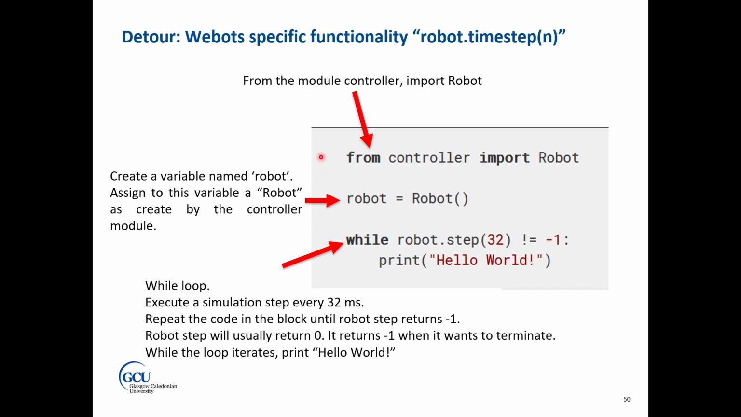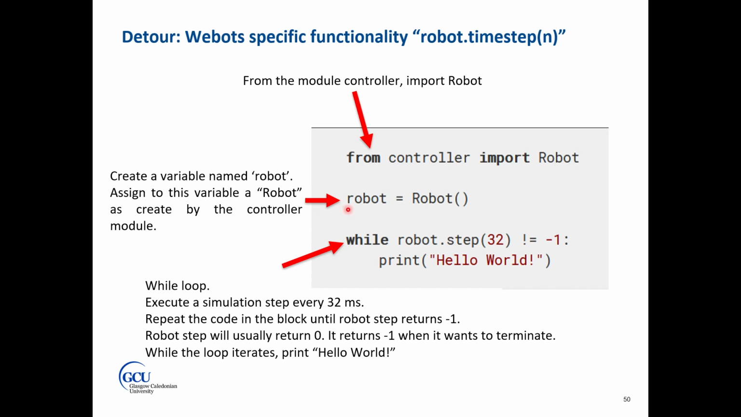So this is one of the most basic snippets of Webots code that you are going to find around. Let's go line by line. The first line says from controller import Robot. We discussed the imports previously. So here what we are saying is from the module controller, which is quite big, import the Robot functionality. So from now on, we will have access to the Robot functionality.